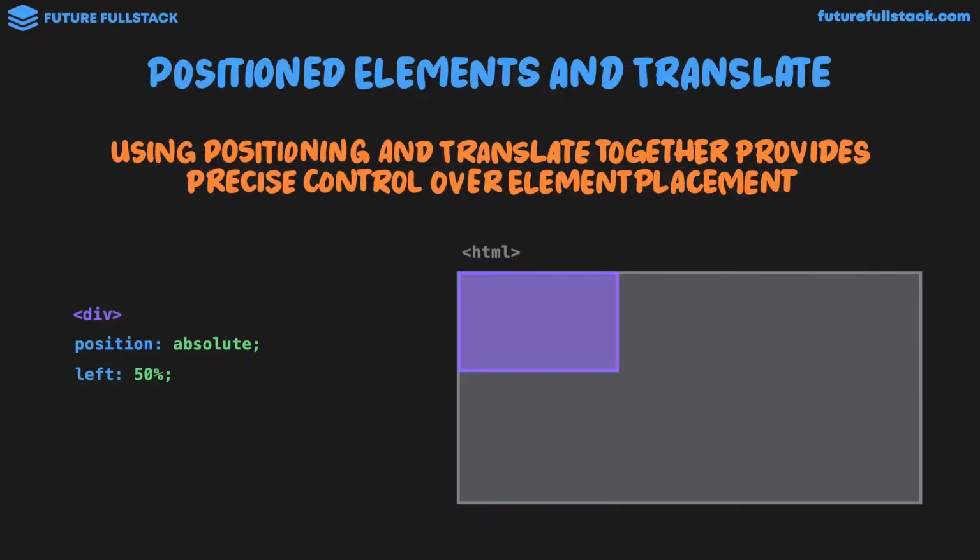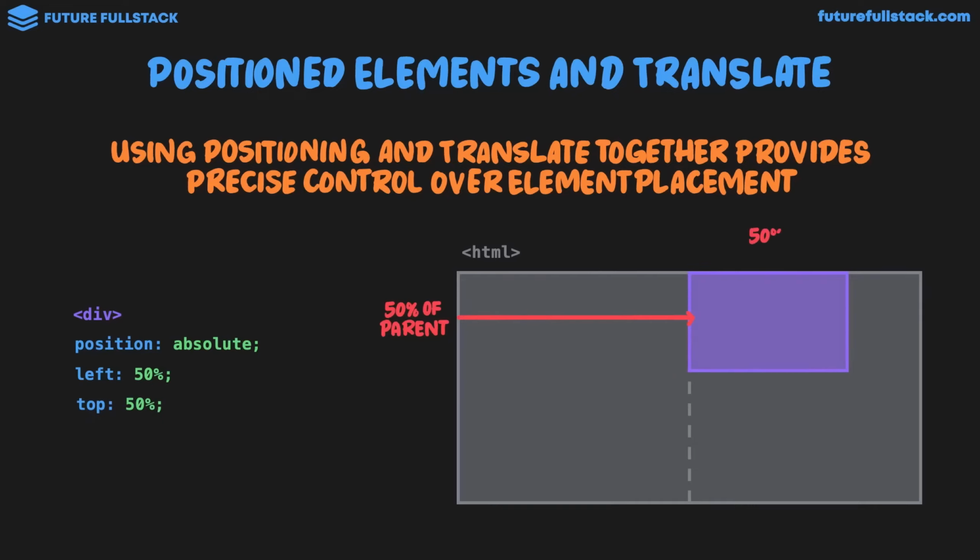So if we applied position left of 50%, this would move our purple div 50% from the left edge of the HTML root element. That is 50% of the parent. I'm going to draw a dashed line to mark 50% the width of the HTML root element, and our purple div will move like this. If we then applied a top of 50%, our element will move 50% of the parent. That is 50% vertically of the root HTML element. I'll draw a line on our root HTML element, dividing it in half vertically. So our purple div will move like this.